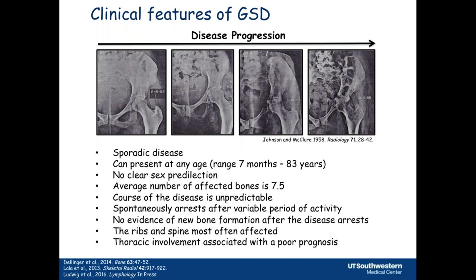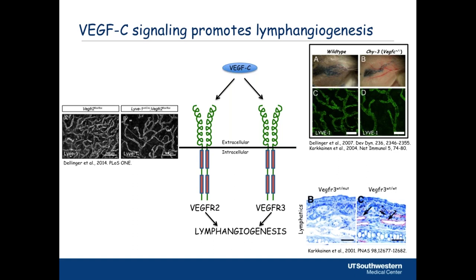This disease can affect any bone in the body, but it typically affects the ribs and vertebrae. And thoracic involvement is associated with a poor prognosis because these patients tend to develop chylothorax, which can cause respiratory distress, failure, and death.